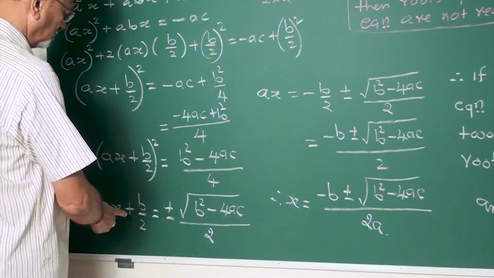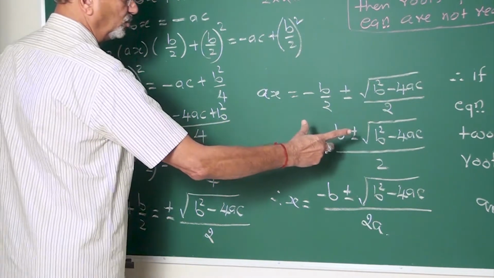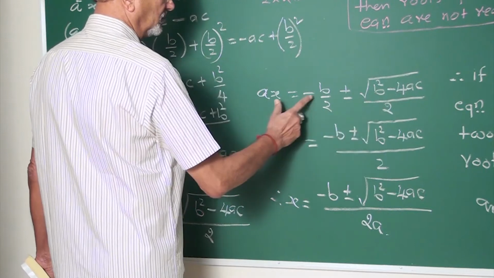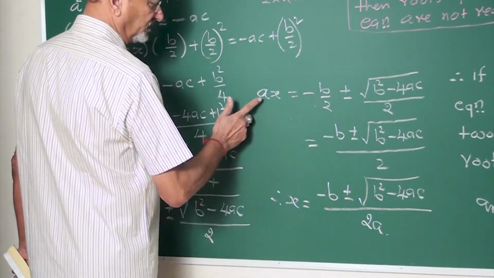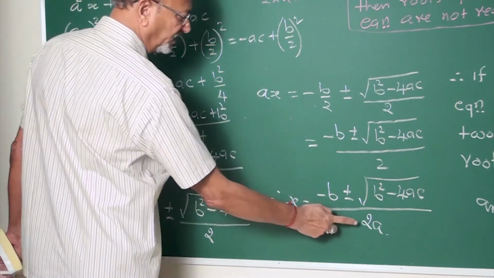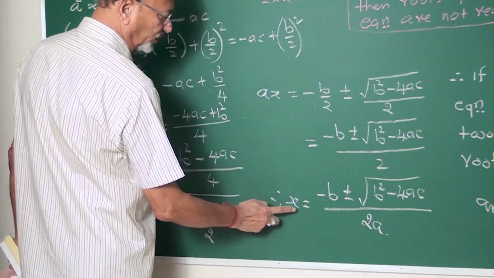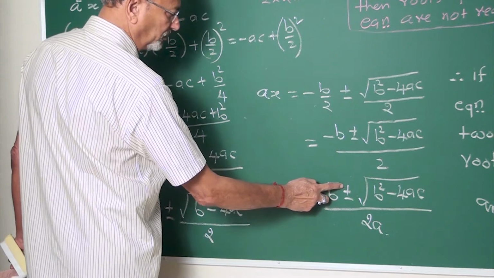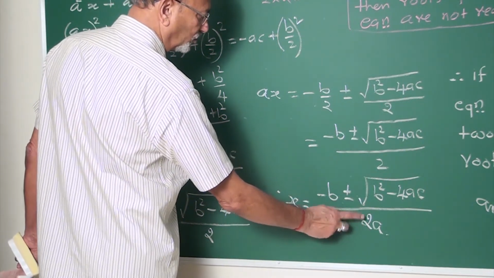AX equals minus B by 2 plus minus this. 2 is the LCM. Minus B plus minus square root divided by 2. Then solve for X. So X equals, bring this A down. 2 with this A becomes 2A. Therefore X equals minus B plus minus square root of B square minus 4AC upon 2A.